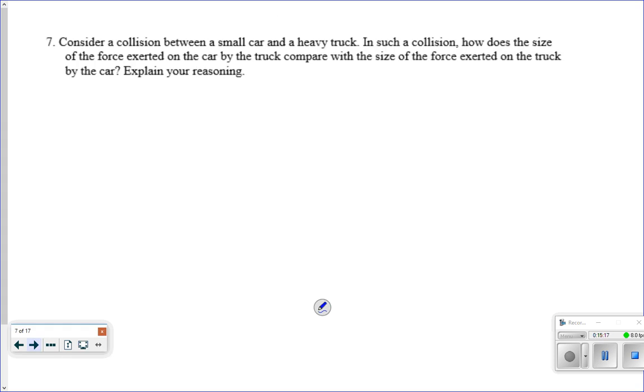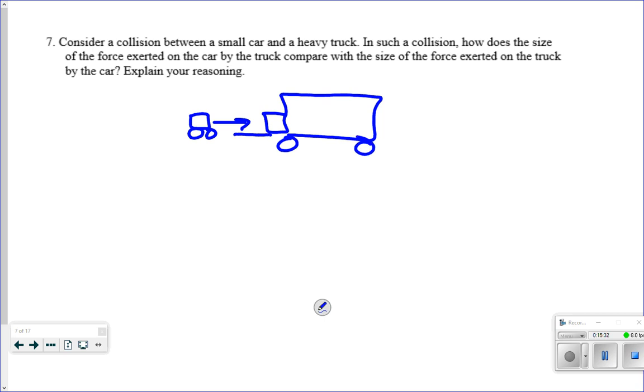Okay, next. Kind of a conceptual question here. Consider a collision between a small car and a heavy truck. Small car hits giant truck. In such a collision, how does the size of the force exerted on the car by the truck compare to the size of the force exerted by the car on the truck?